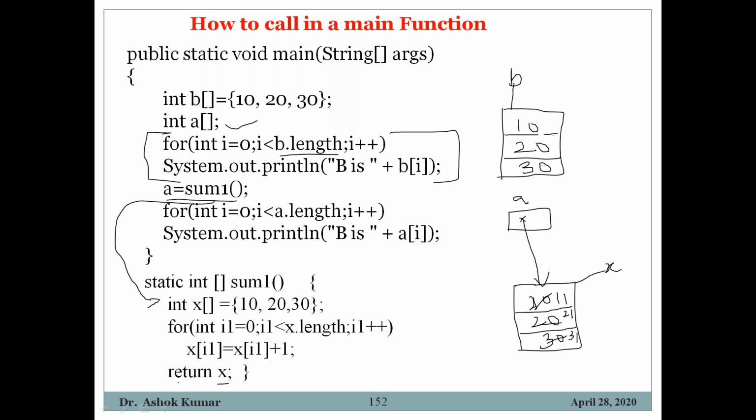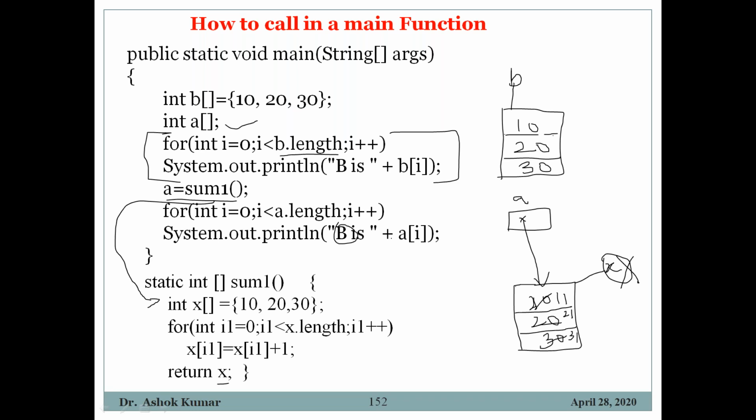So when the control is returned back to main through this return statement, this sum function will complete its execution. Then this x array reference will cease to exist, but the a reference is there for this array. So when the next loop is executed, it will print every element of the array A. Here this is wrong, it should be A.